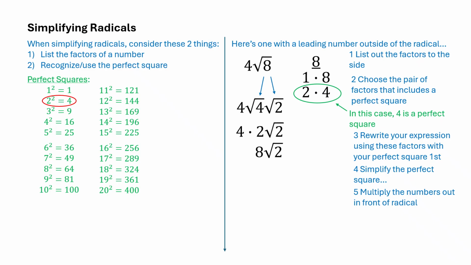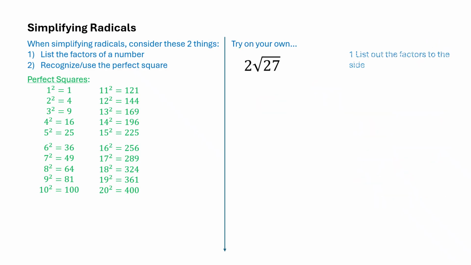Let's try another one. 2 square root of 27. List out the factors of just the 27. Stop when you hit a perfect square number, which is 9 in this case.